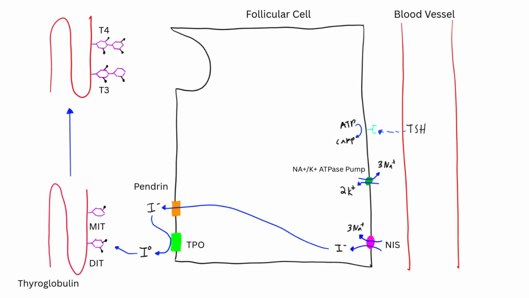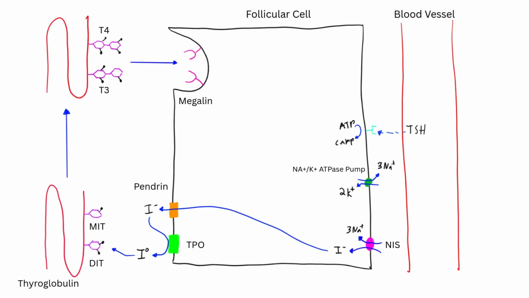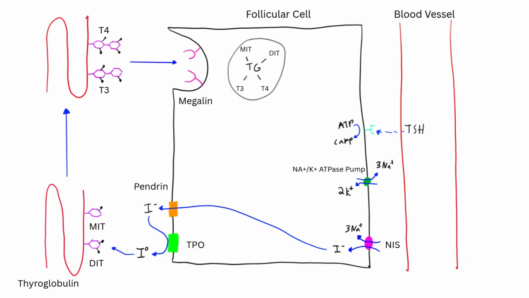1 MIT and 1 DIT will combine and form T3, and 2 DITs will combine to form T4. T3 is the active version of thyroid hormone and T4 is the inactive version. The newly formed thyroid hormone is then taken into the cell through a receptor called megalin. The thyroglobulin complex is then contained in a vesicle.